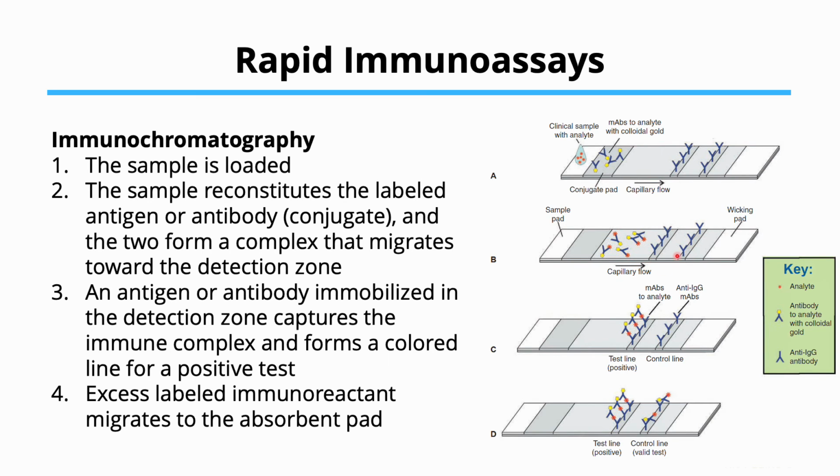Now, on the detection zone again, there is an antigen or antibody that is immobilized in the different lines found there. And these antigens or antibodies capture the immune complex and form a colored line for a positive test, which you can see here in this figure. And finally, the excess labeled immunoreactant and liquid migrates to the absorbent pad where they are stored.